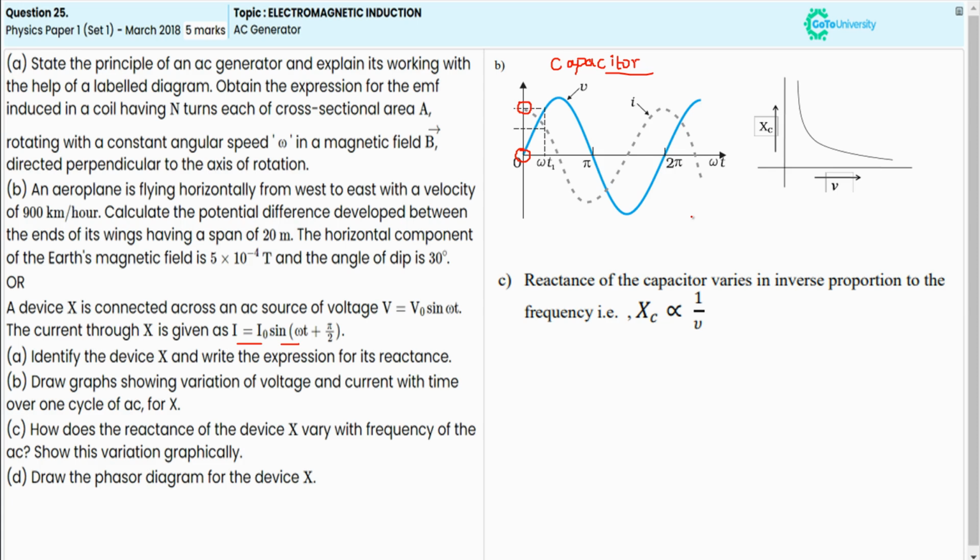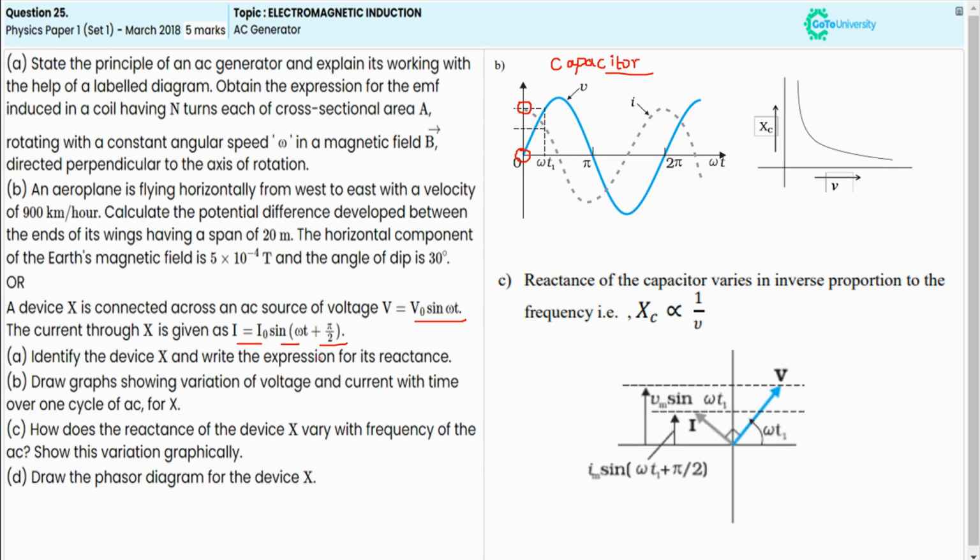Since they clearly mentioned here that the voltage is V0 sin ωt, and the current is I0 sin(ωt + π/2), the current is leading here. Then the phasor diagram will look like this. This is the phasor diagram for the device X.